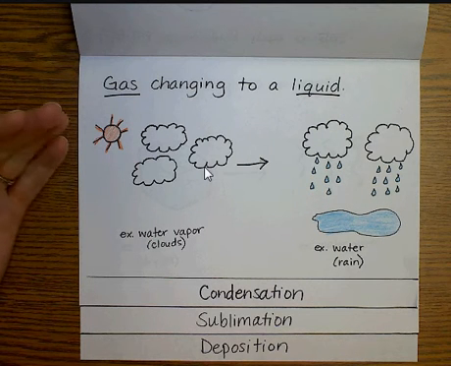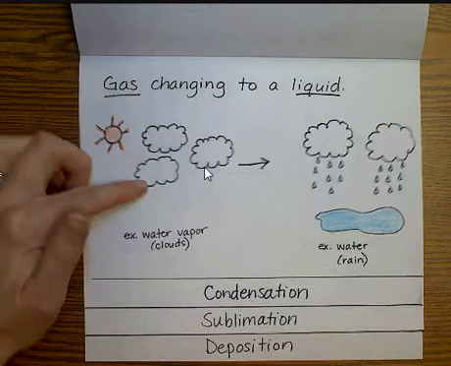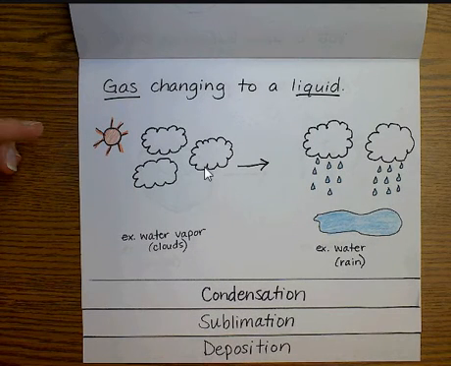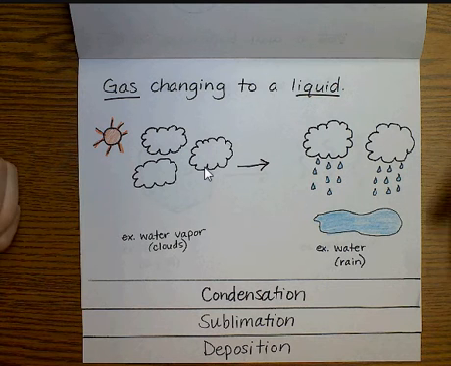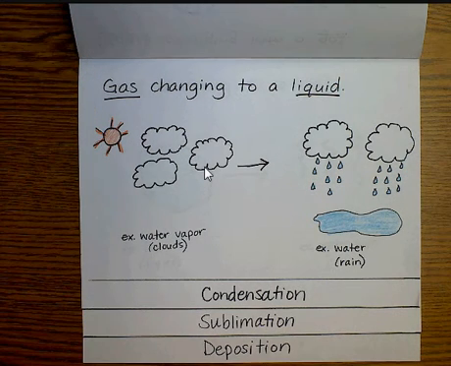Another example in real life is a cloud. A cloud is made of water vapor, and when it starts raining, that water vapor turns into rain, and then it comes down.